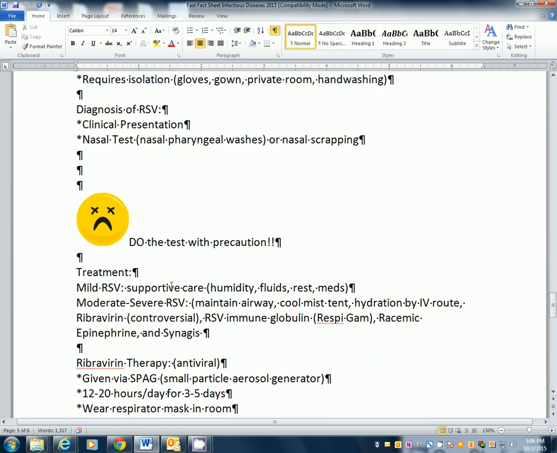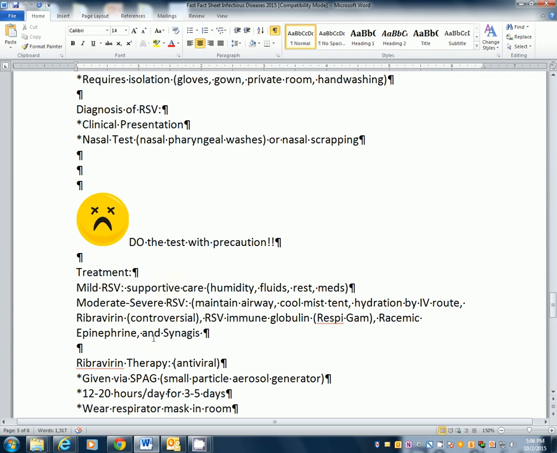In order to diagnose RSV, one of the things we do is what's called a nasal test. And we also look at the clinical presentation, the main thing being profuse rhinorrhea. Their nose just pours, pours, pours, pours, pours. And we do nasopharyngeal washing or nasal scrapings.